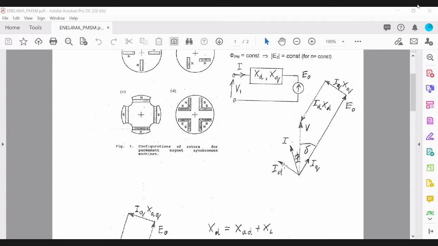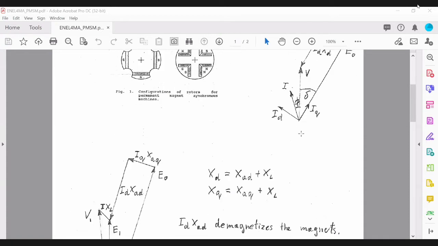And the way you resolve this, the current is the same as in the previous chapter, and obviously then IQ is parallel to the induced voltage, and ID is 90 degrees ahead of the current, the quadrature current. And that will be your drop here, IQ XQ, and then you have ID XD there, basically completing the phasor diagram.